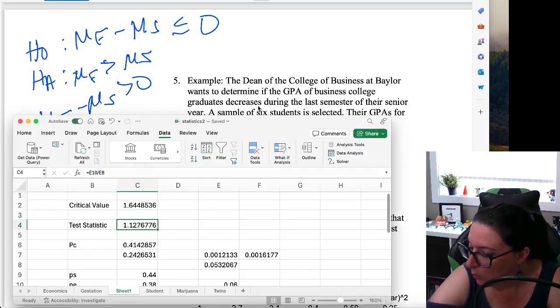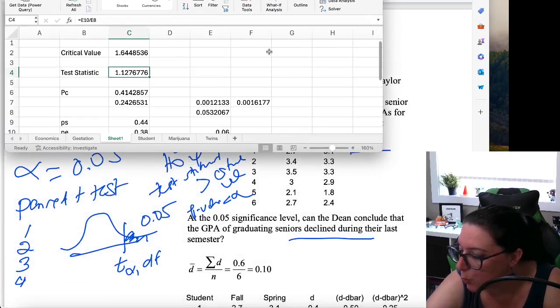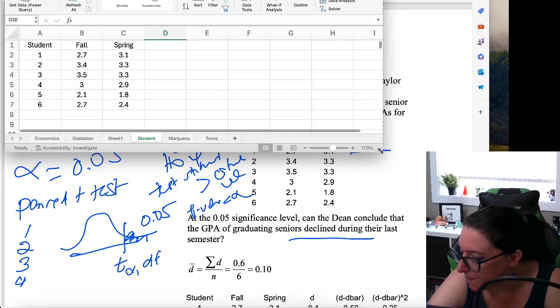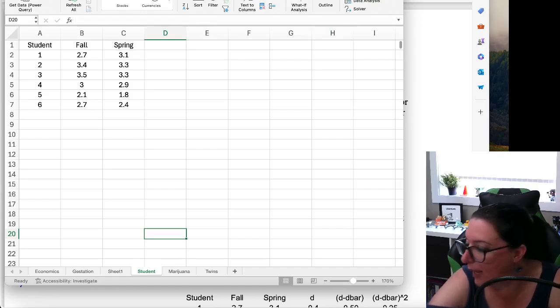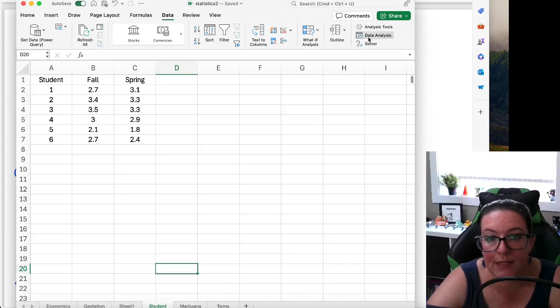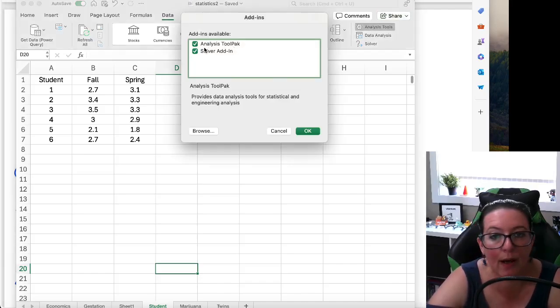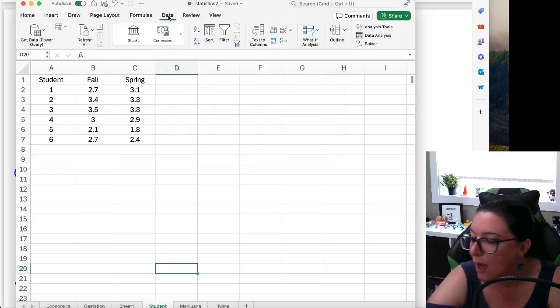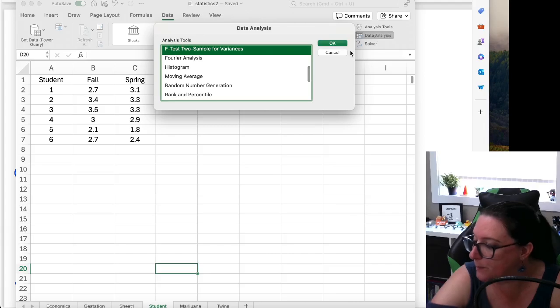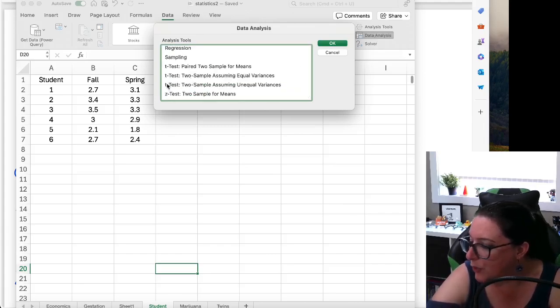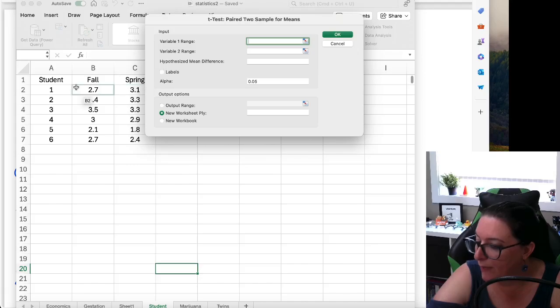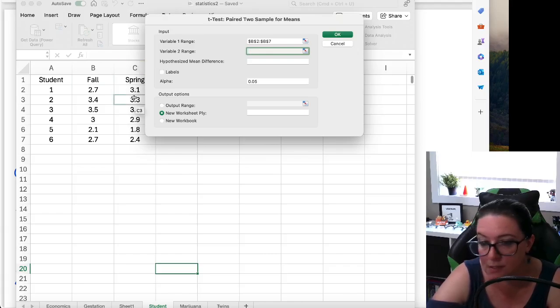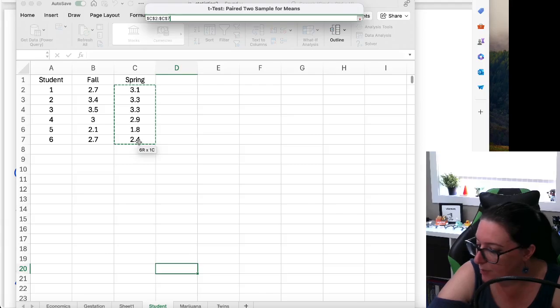All right. We are in Statistics 2, Student. So here we have 6 students. We have their GPAs in fall and spring. We are using the Data Analysis Tool Pack, so make sure you have that Analysis Tool Pack installed. Under the Data tab, we can see it here. And we are going to use a paired two-sample for means. Identify the variables, so fall is going to go first, based on the way we wrote the null and alternative hypothesis. And spring is going to go second.